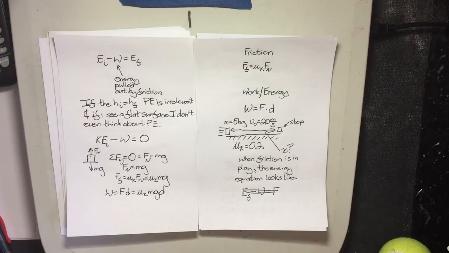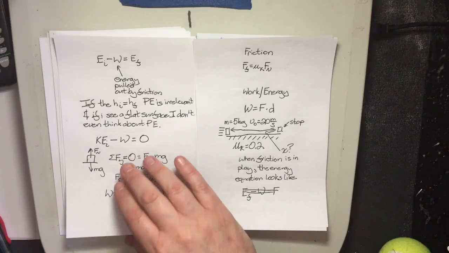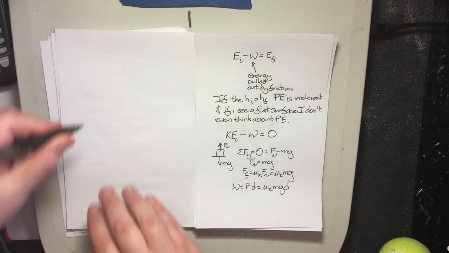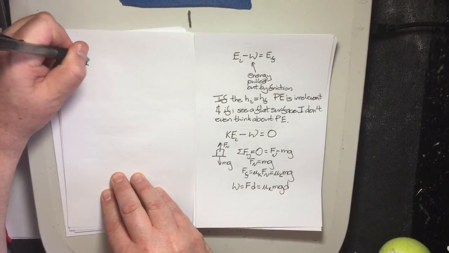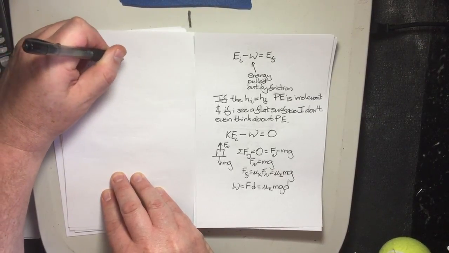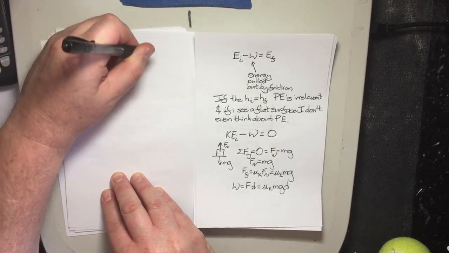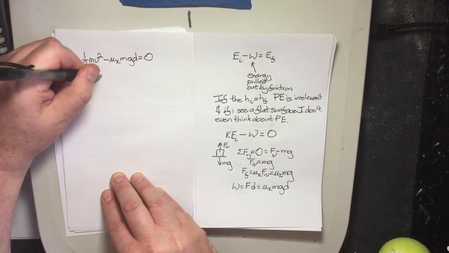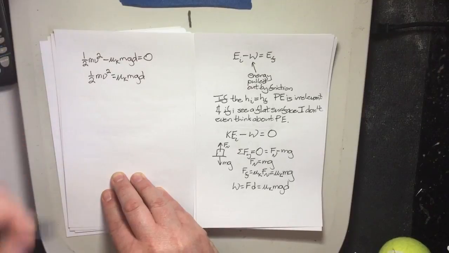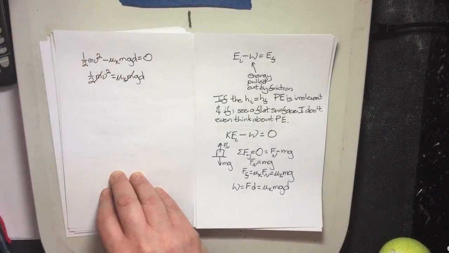So now we've added an extra step. Earlier we just found out what friction force is. Now we're using friction force to determine the amount of energy removed from the system given a certain distance. So this equation becomes 1/2 mv squared minus mu sub k mgd is equal to 0. So 1/2 mv squared equals mu sub k mgd. And once again, the m's cancel.